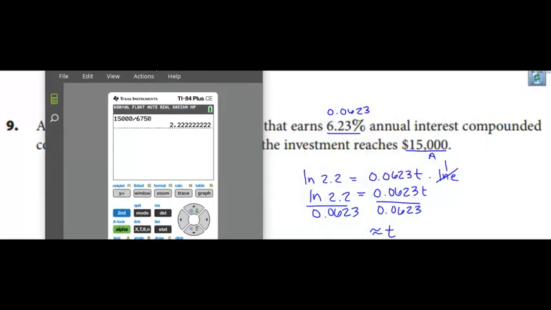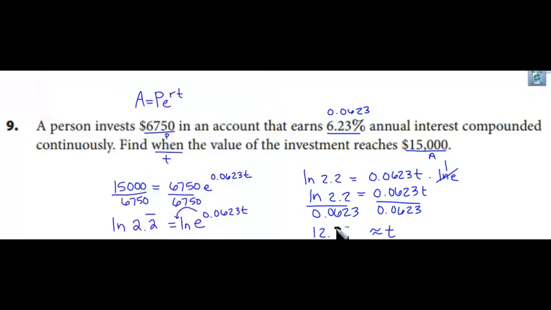So let's talk about how to use this previous answer. If I need to do the log of 2.2 repeating, I can select ln and then use my upward arrow button to select the number that I want to insert. When you hit enter, it will bring it down into your problem. We'll close the parentheses and then we're going to divide by 0.0623. Round to the nearest tenth, and we're going to have 12.8 years.